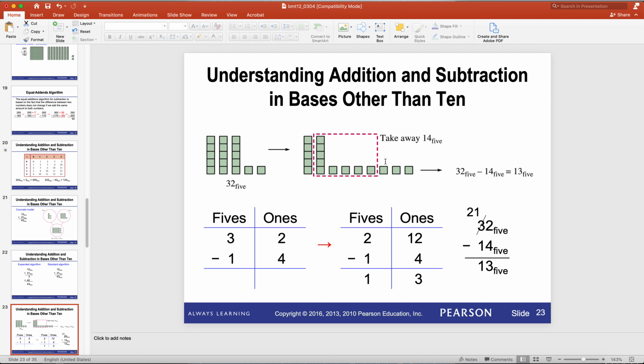Here are some more examples. If I have, looking at base 5, 32 in base 5 isn't really 32. It's 3 groups of 5 and 2 units. If I want to take away 14 in base 5, that's 1 group of 5 and 4 units, so that I'm left with 1 group of 5, and I have 3 left because I had to borrow from this upright group.